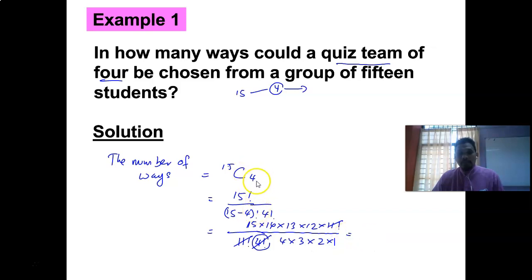Okay, actually you can simply get the answer from the calculator. I counted it to show you how we count it manually. So this comes up with the result of 1365, the number of ways of selecting a team of 4 out of 15 students.